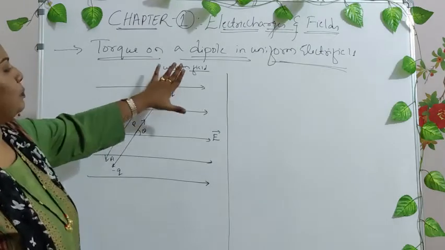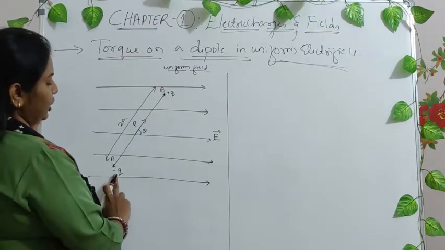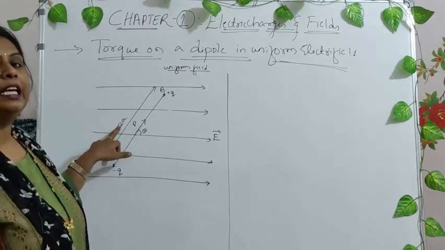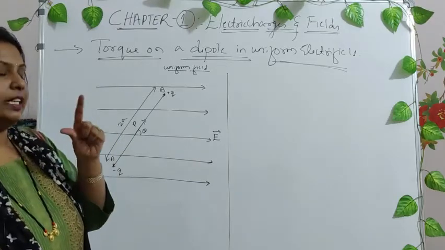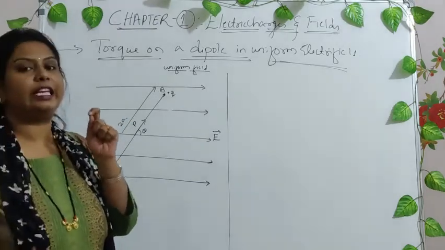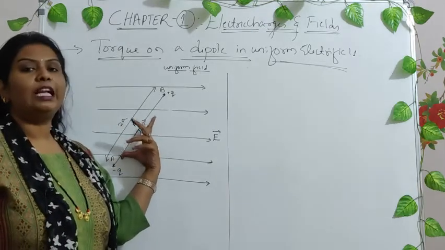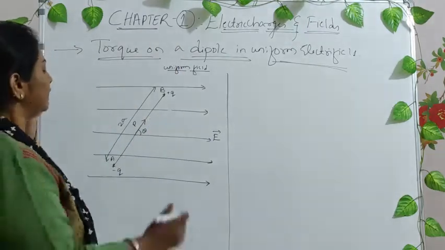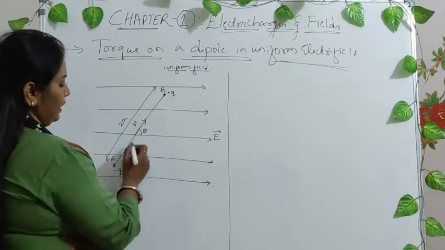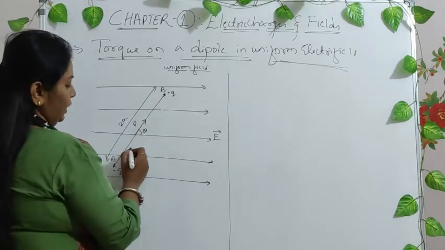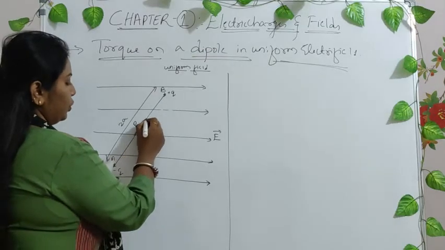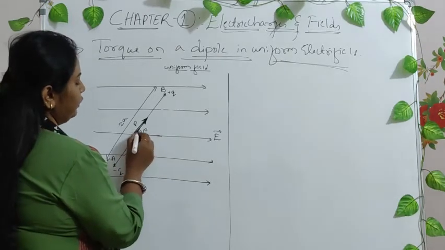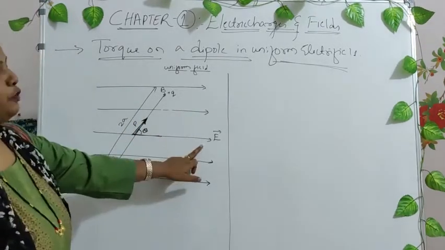Now that electric dipole is placed in the uniform electric field. This is a negative charge, this is a positive charge, and the distance between the two charges is 2a. Now I said the dipole moment, which gives the strength of the electric dipole, always points from negative to positive. The dipole direction, that is p, is always from negative to positive with respect to these two charges. This arrow shows the dipole direction, making an angle theta with the electric field, right?